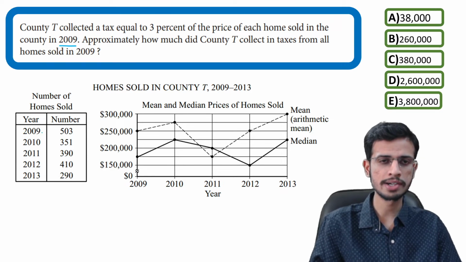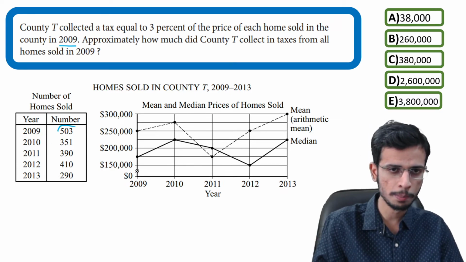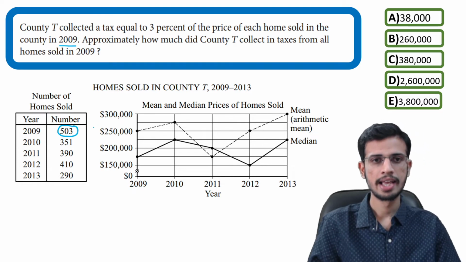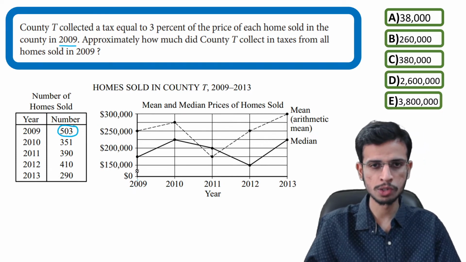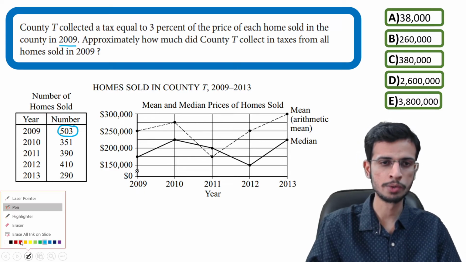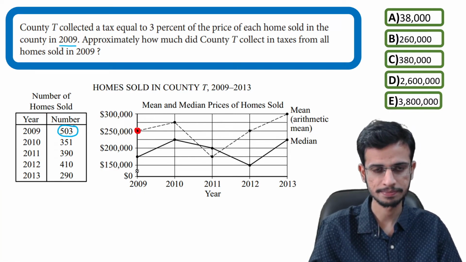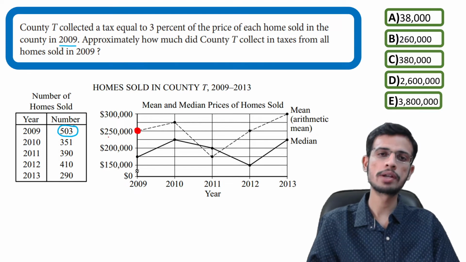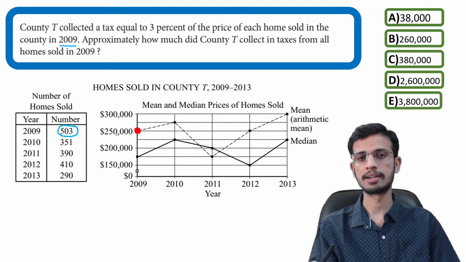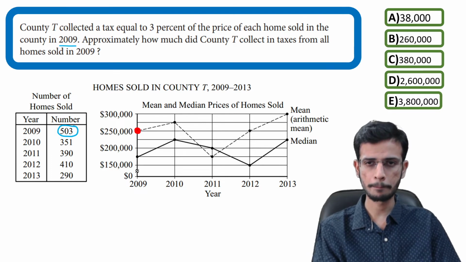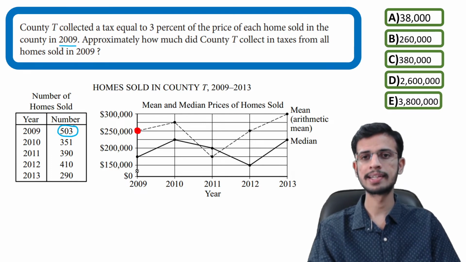So in 2009, 503 homes were sold, and the average price per home in 2009 is this, right? The dotted line is for the average price. So one home will be sold at this price. So what will be the total price collected by selling these homes?